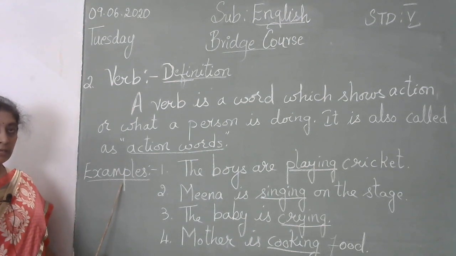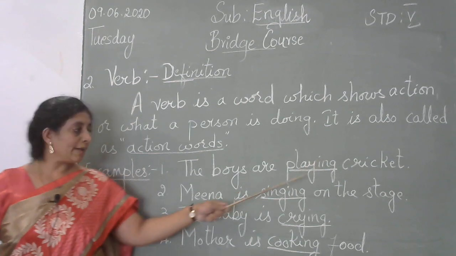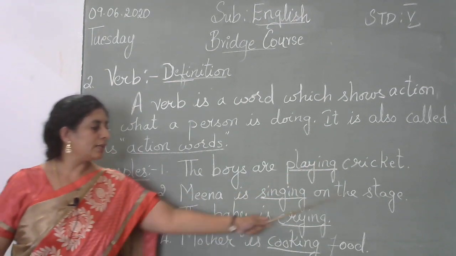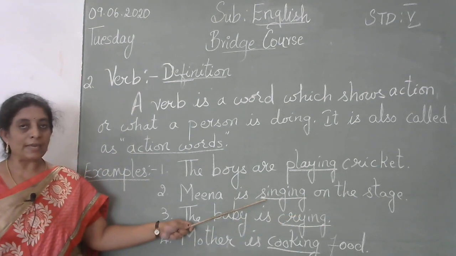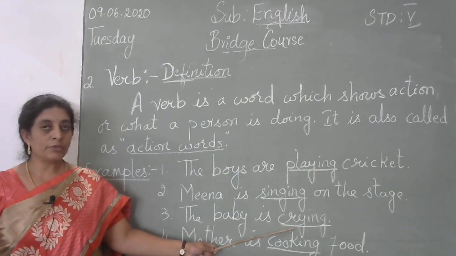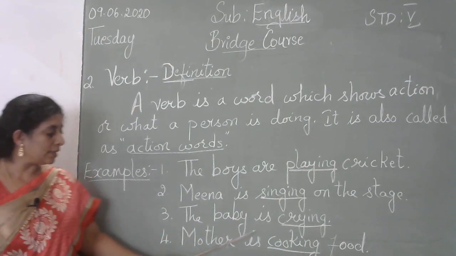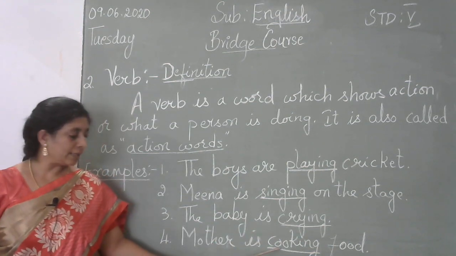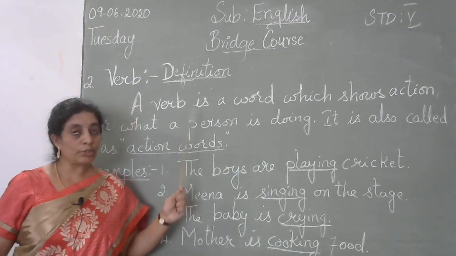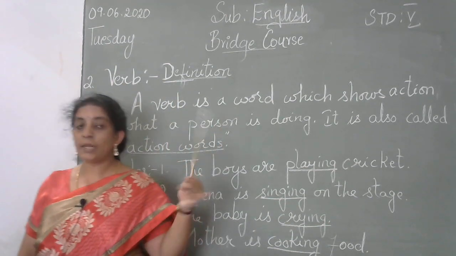Okay, so once again you can look at the examples. The boys are playing cricket, and I have underlined the verb playing. Meena is singing on the stage, so the verb underlined here is singing. The baby is crying, so I have underlined crying and crying is the verb. Mother is cooking food, so I have underlined cooking and cooking is the verb. So now I have taught you two parts of speech. One is the noun and one is the verb.